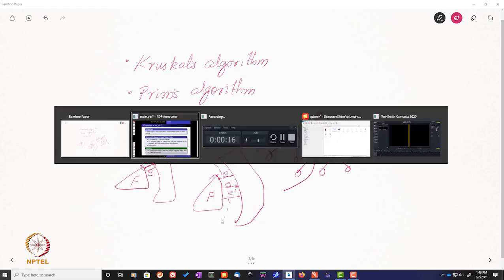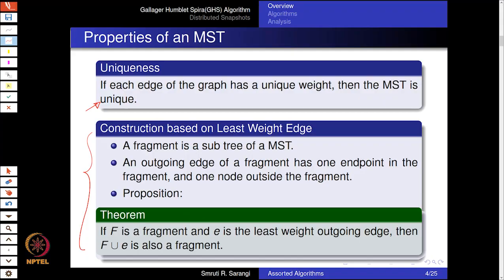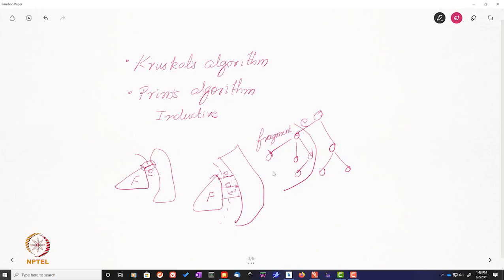So what the theorem is saying, just look at it. If E is the least weight outgoing edge, which means that out of all the edges that connect this fragment to the rest of the tree, if E is the one which has the least weight, then the claim is that F union E, which basically means that I can create a new fragment like this, will also be a fragment of the MST, in the sense that E will be an edge which is a part of the MST. That makes F union E also a fragment of the tree.